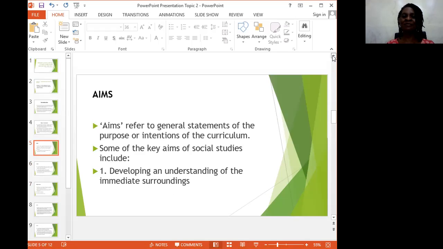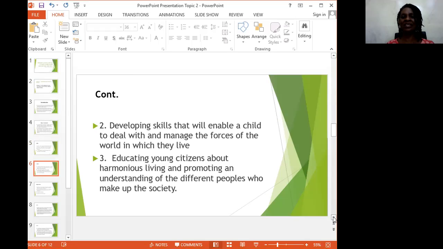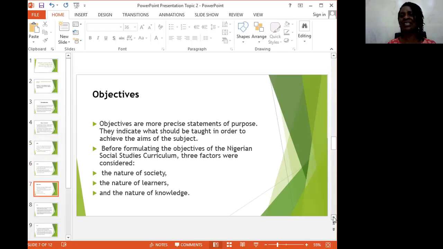One, it helps develop understanding of the child's immediate environment, and helps with development of skills that will enable the child to deal and manage with forces around the world in which he or she lives. Then the third one, it helps in educating young citizens about what? Harmonious living and promoting an understanding of the different peoples that make up the society where the child finds himself or herself. We're now going over to the objectives.